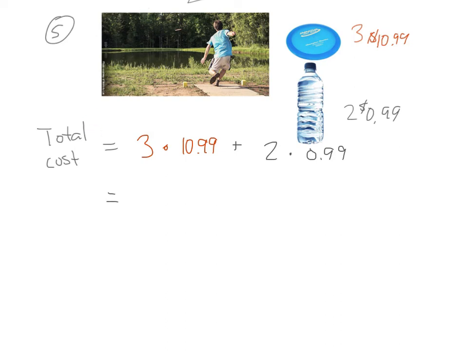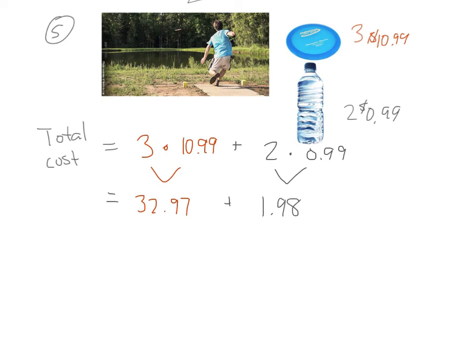And of course, you now know, or knew from before, that we need to do this part first. So 3 times $10.99. Well, that's like taking 3 times 11, pretty close, which of course would be 33. Then you take away 3 cents, and you get 32.97. Then of course, we're going to add to that this cost. Well, 2 times 0.99, it's like almost $2 minus 2 cents, so that'd give you $1.98.